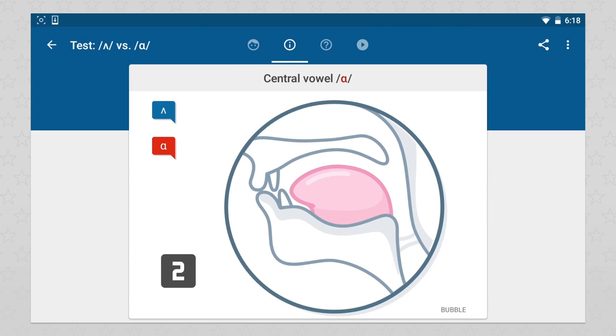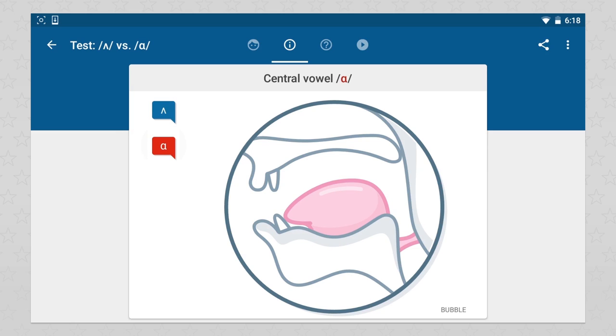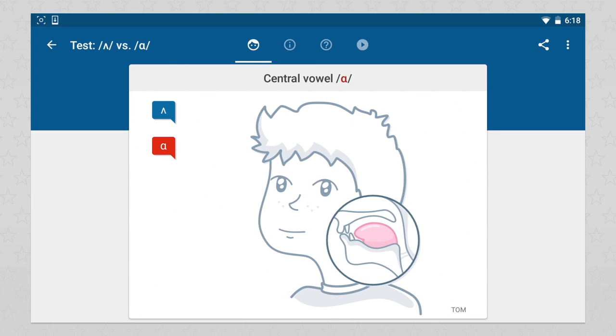Second, look at the tongue. For the uh sound, the tongue is in the middle of the mouth. For the ah sound, the tongue is flat and very low in the mouth. Now let's pronounce these sounds one after the other.